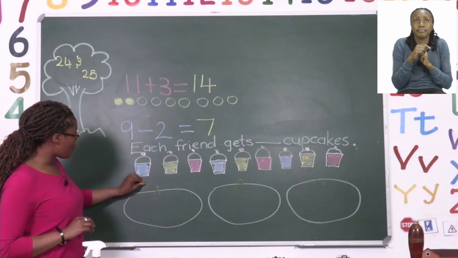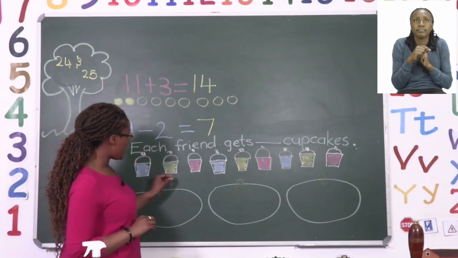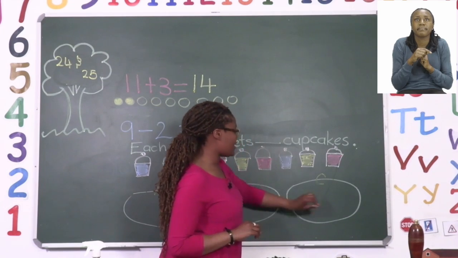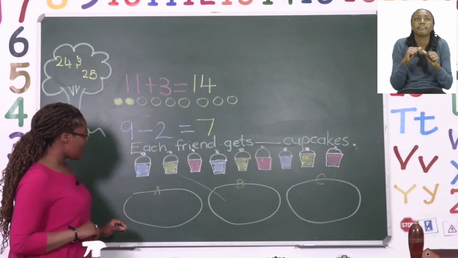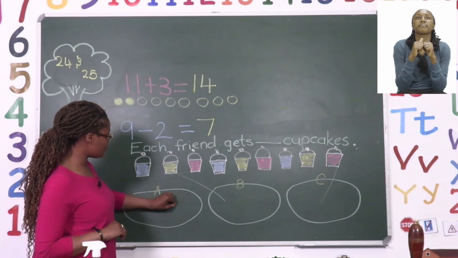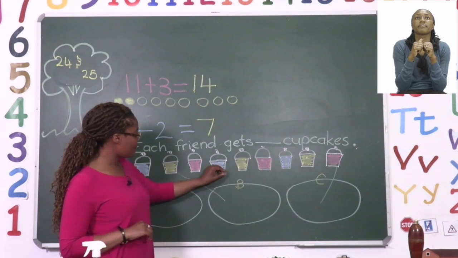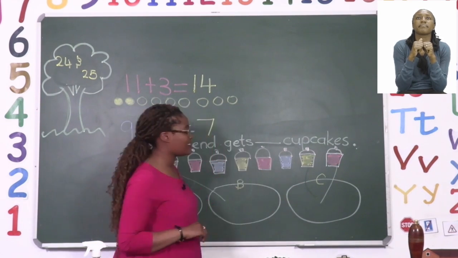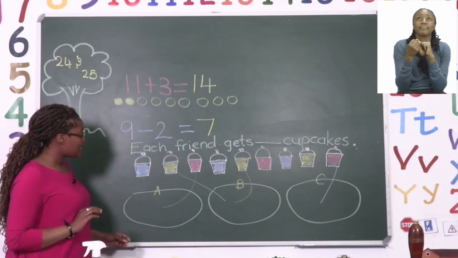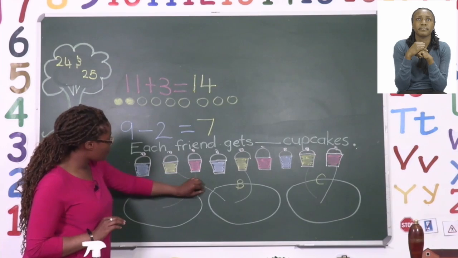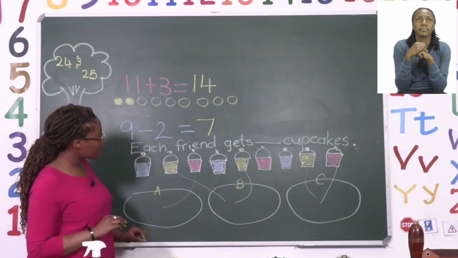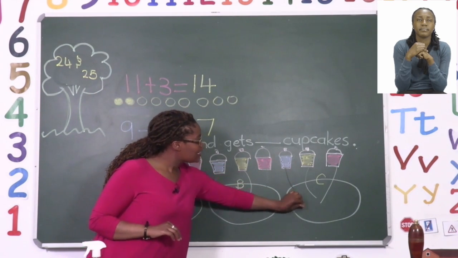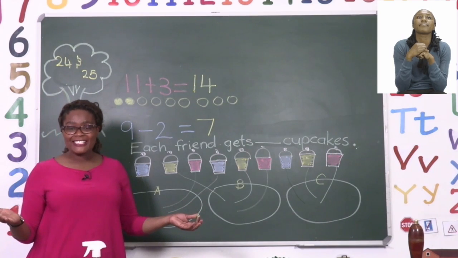So A has 1 cupcake, B has 1 cupcake, C has 1 cupcake. Let's continue. A is having 2 cupcakes, B will have 2 cupcakes, and C will have 2 cupcakes. We still have more. Let's see. A will have 3 cupcakes, B will have 3 cupcakes, and C will have 3 cupcakes. There are no more cupcakes to give out.